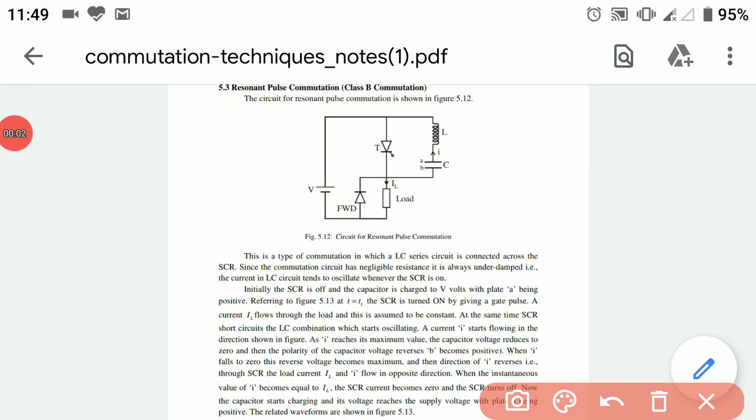Hello, today we will discuss class B commutation or resonant pulse commutation. In this commutation technique, here also we are using an LC circuit, which is actually a resonating circuit which is connected in parallel with the SCR.